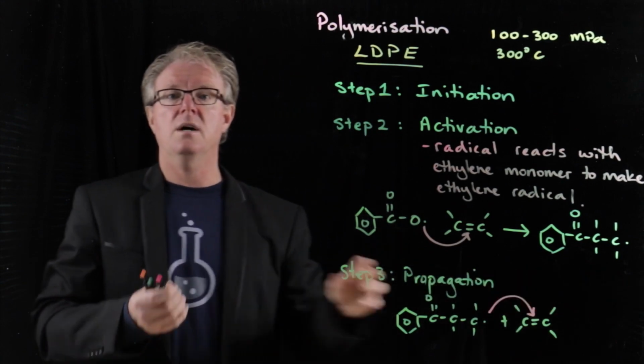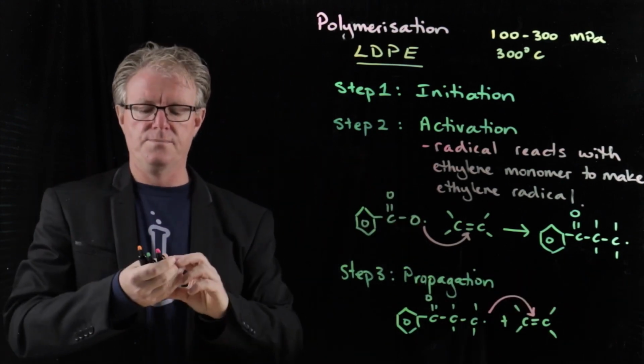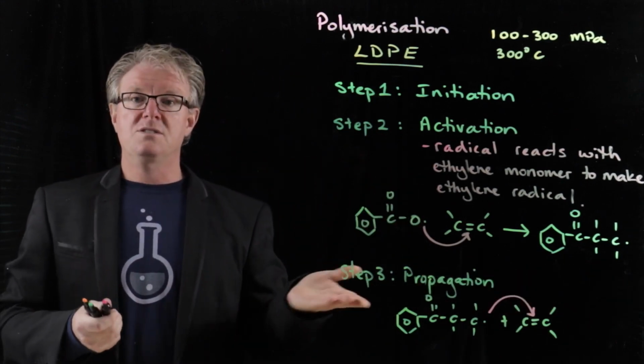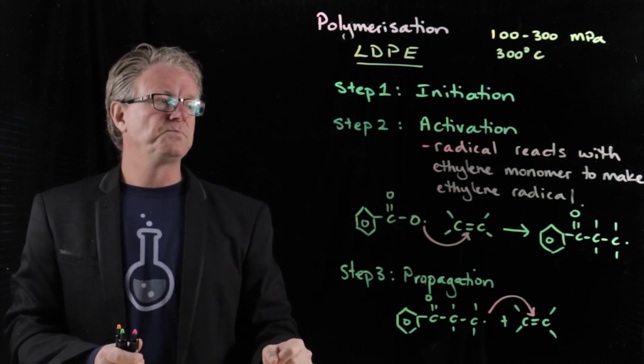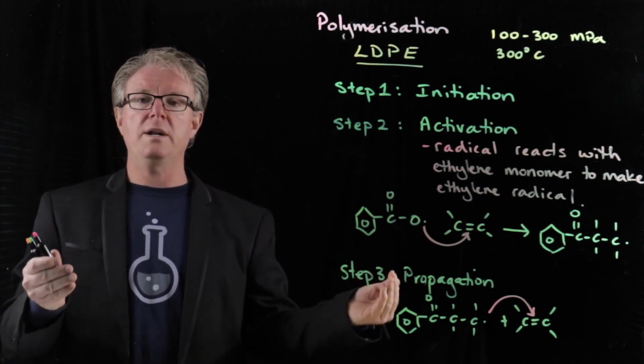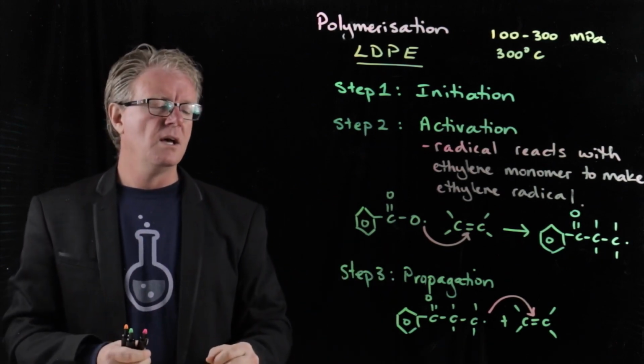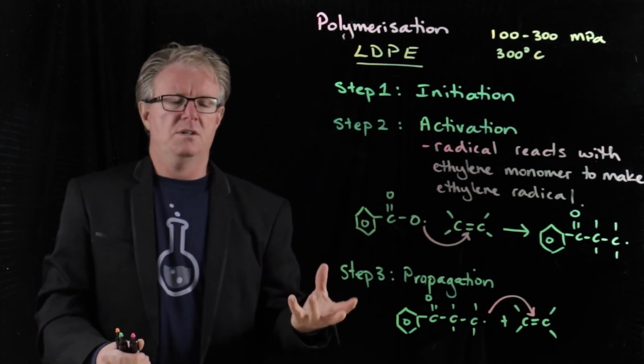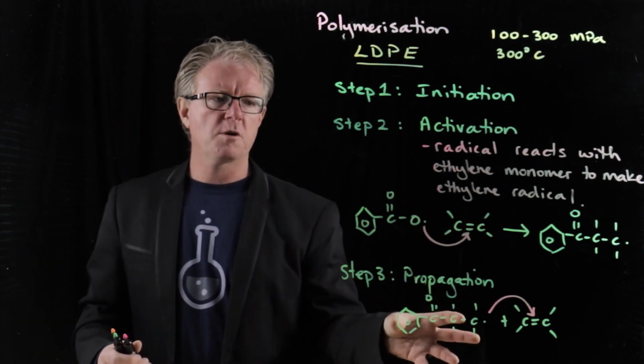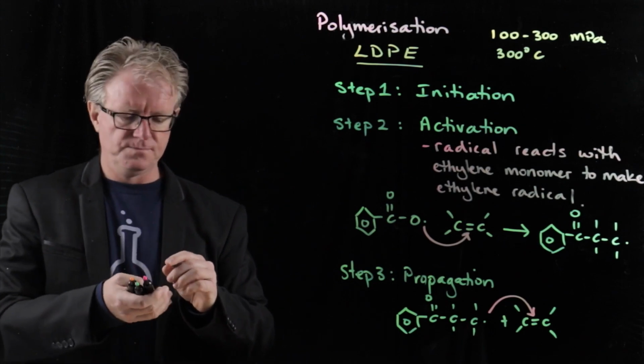And it just keeps going, right? So the chain's getting longer and longer and longer. Okay. Step 3 is termination. It's exactly the same, where we get two radicals joining together to neutralize. But before we look at termination, which is a very simple process, let's talk about this backbiting.